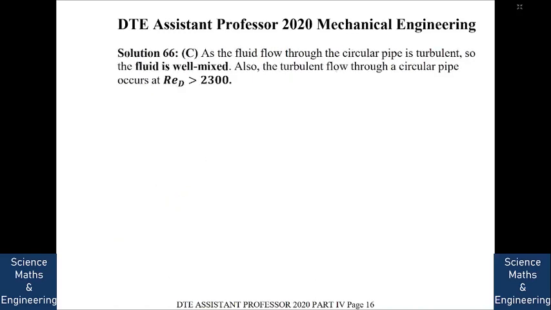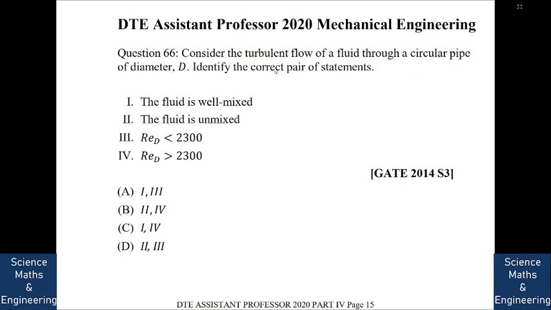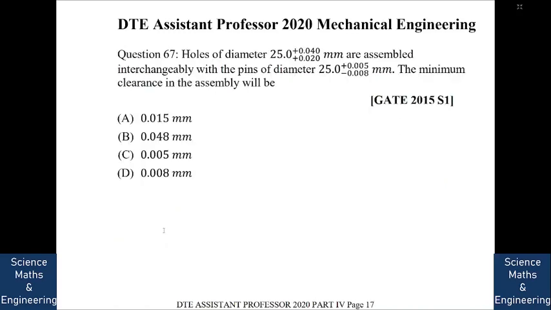Now this is a turbulent flow, so it will be a well mixed flow. So our 1 is correct. Then turbulent flow through a circular pipe occurs at Reynolds number greater than 2300. So our option 1 and option 4 are correct. So it is given in option C, that is 1 and 4. So our correct pair of statements is 1 and 4. So option C. Next question.